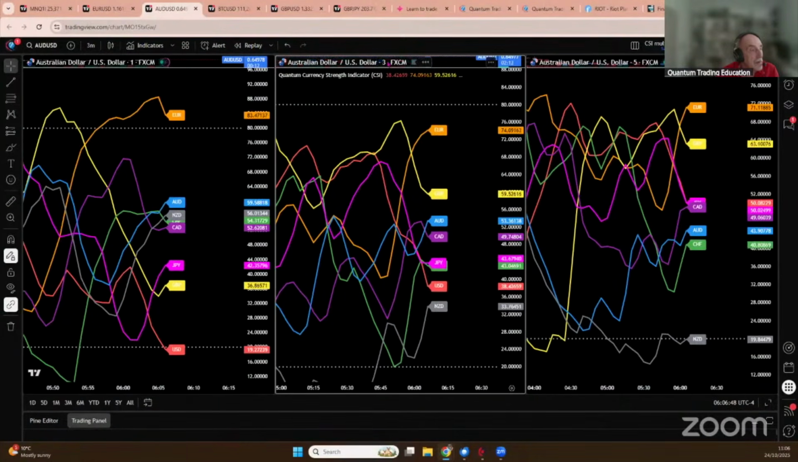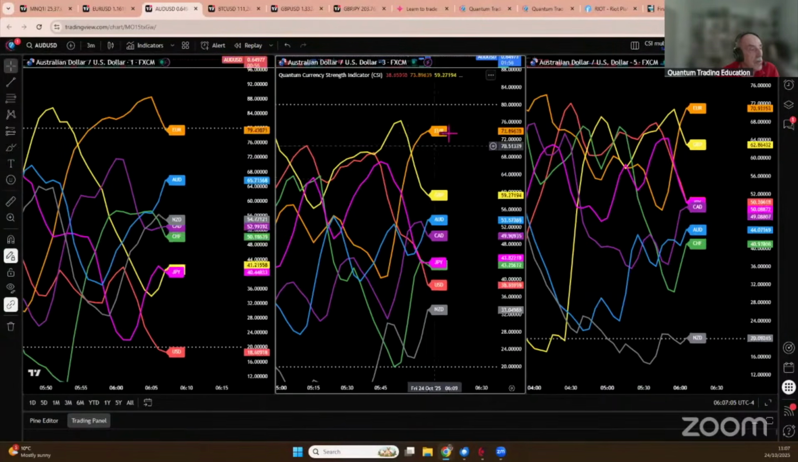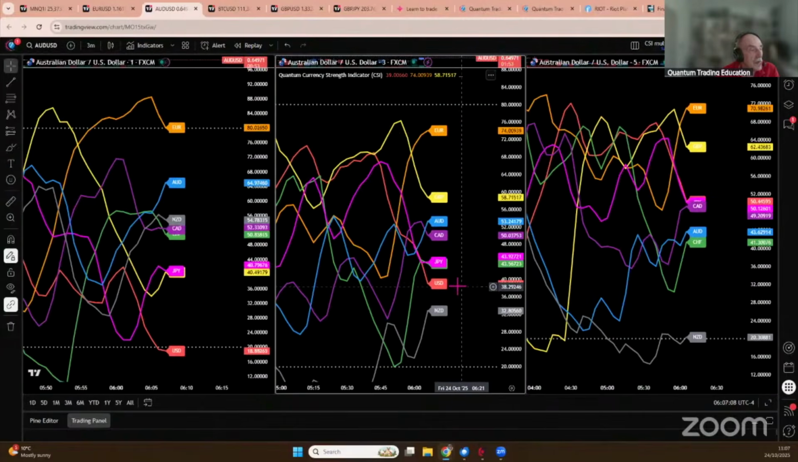Equally over here on the 3 minute up here, we've got buying of euro, selling of dollar. And that selling is strong because the inclination of the line is very steep. And equally, the inclination of the line to the upside is very steep also. So if you add those two components together, we've got a euro which is being bought strongly and a dollar which is being sold strongly in this time frame.